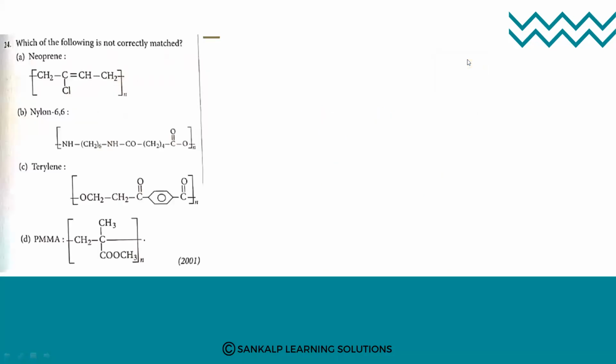Next one. Which of the following is not correctly matched? So neoprene is made up of chloroprene, correct. Nylon 66 is made of hexamethylene diamine and adipic acid. This is also correct. Then terylene. Terylene is made up of ethylene glycol and terephthalic acid. So which is not correctly matched? And PMMA.